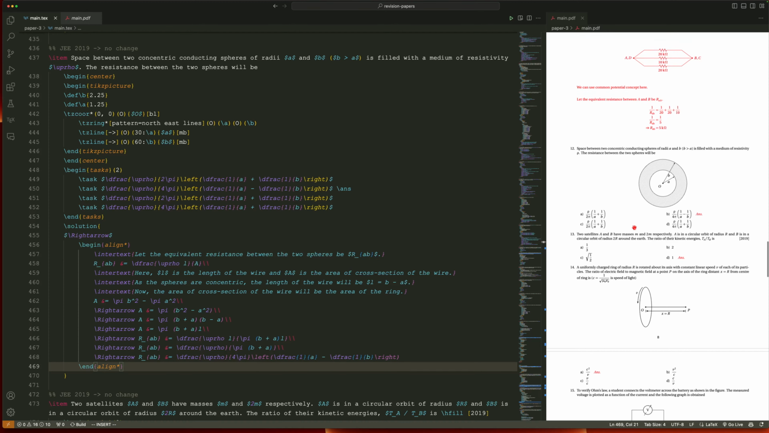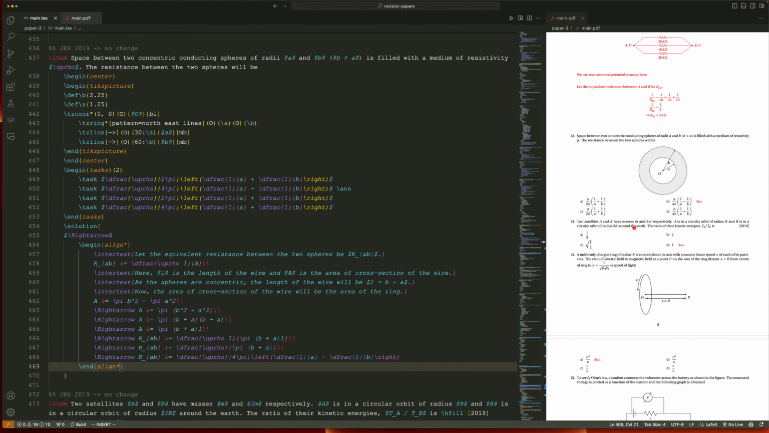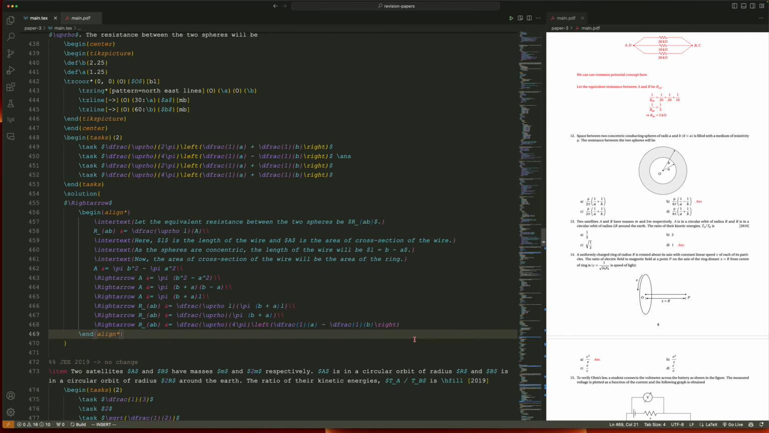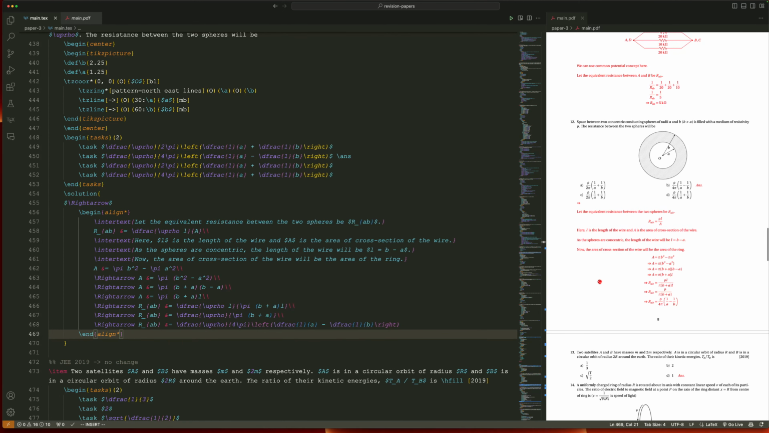So this is a concentric sphere. Oh yes, oh wow, this is right. So let the equivalent resistance between two spheres be R. Yeah, absolutely right. Here l is the length of the wire and A is the area of cross section of the wire. As the spheres are concentric, the length of the wire will be b minus a. Now the question will be the area of the ring.